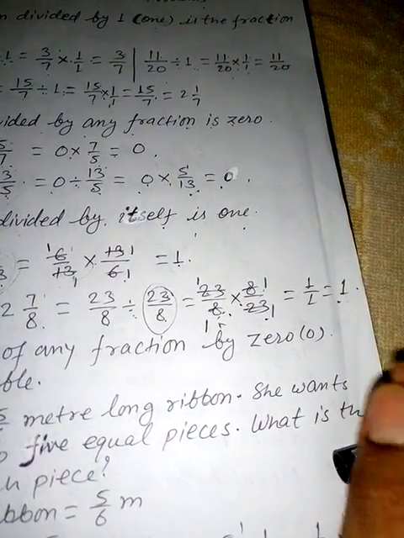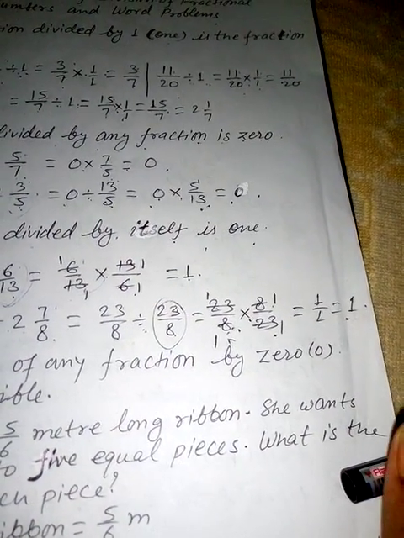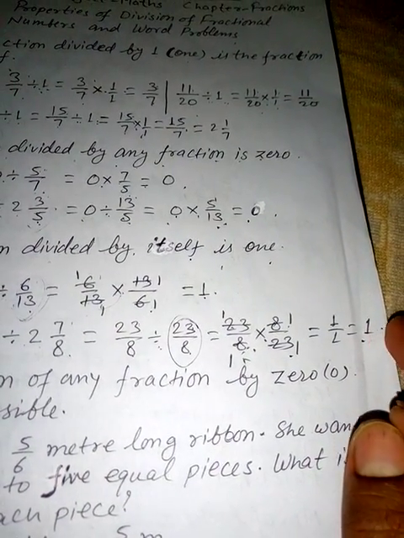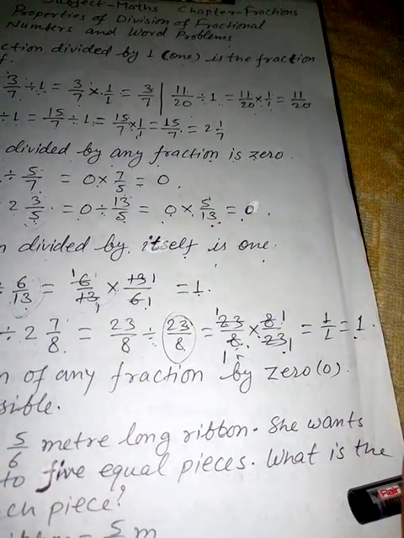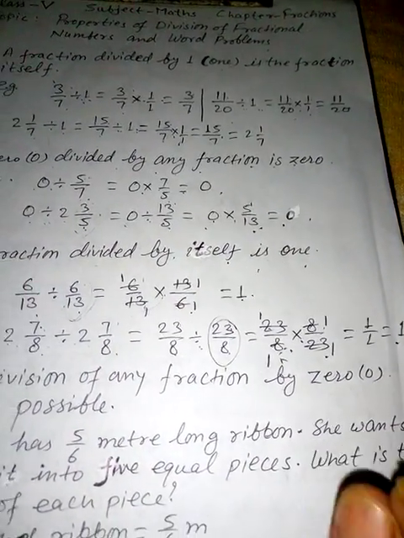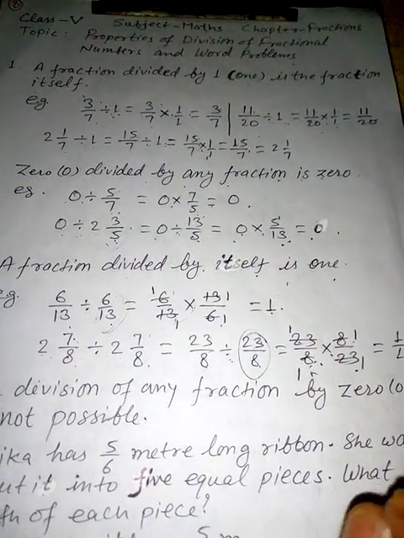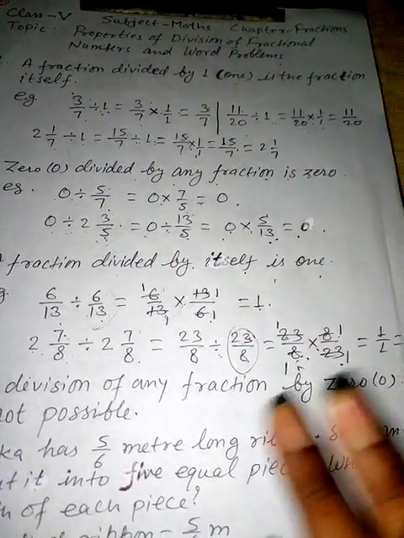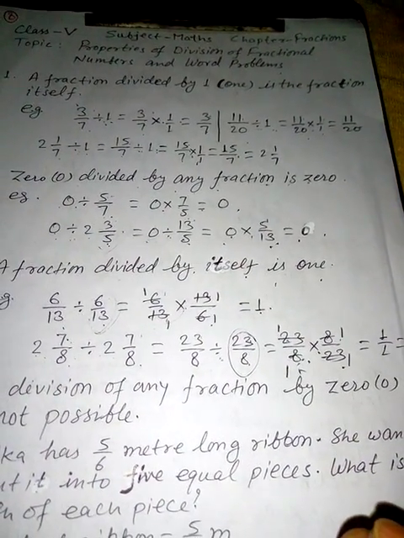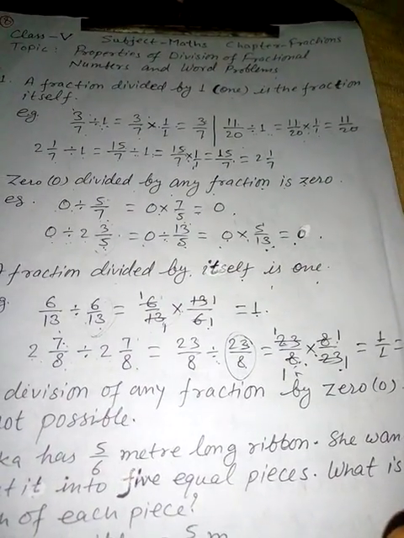5 by 4 divided by 5 by 4, 1. 7 by 5 divided by 7 by 5, 1. 100 by 15 divided by 100 by 15, 1. 112 divided by 112, it is 1. 5 by 9 divided by 5 by 9, 1. It means every fraction except 0. 0 divided by 0 is not 1. It is not defined. So except 0 by 0, any fraction divided by that same fraction, you will get 1.